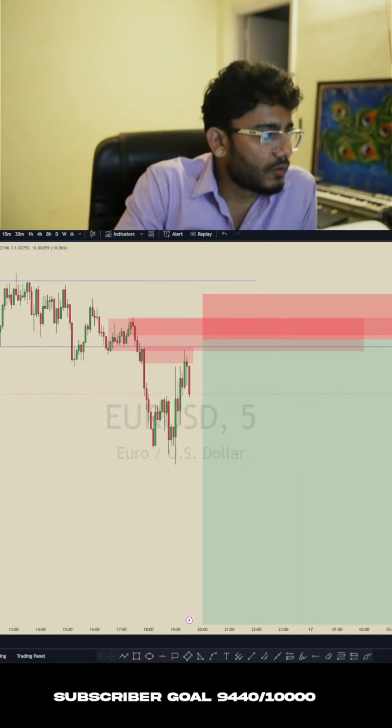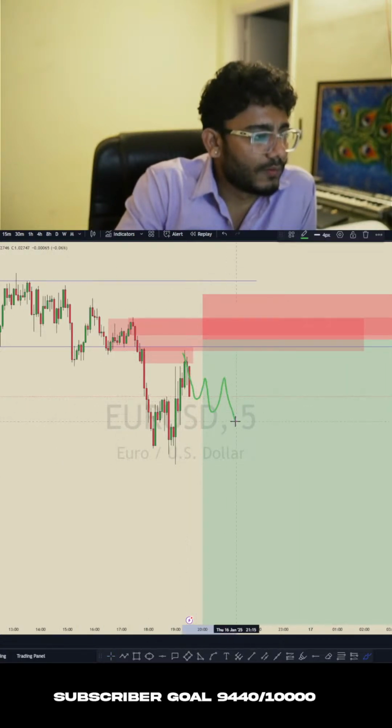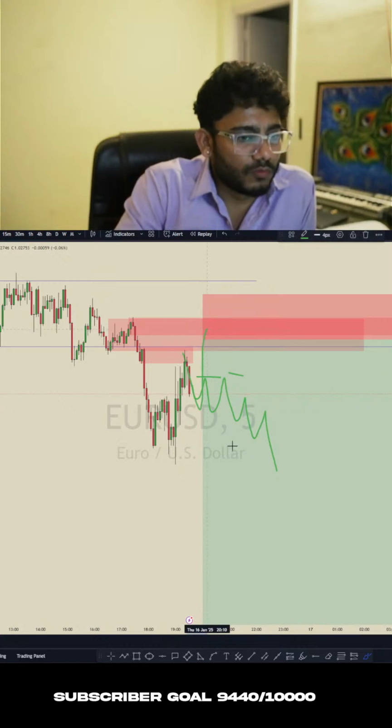So price is going to the downside and now it's creating more liquidity. So more people are selling here, here, here, and they'll be putting their stop loss below these highs, just to get stopped out by this move.